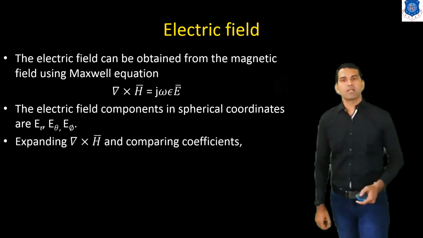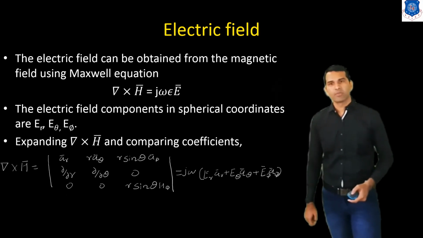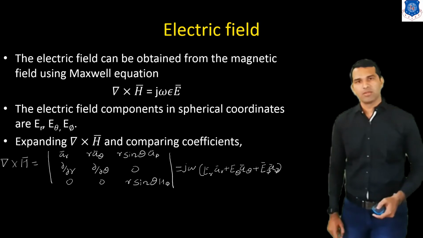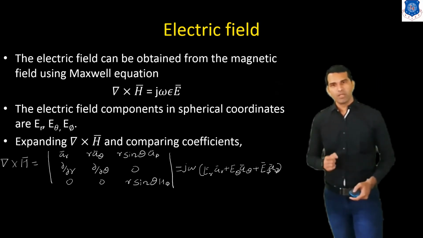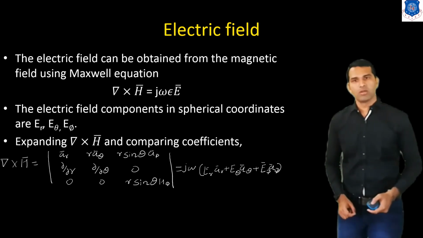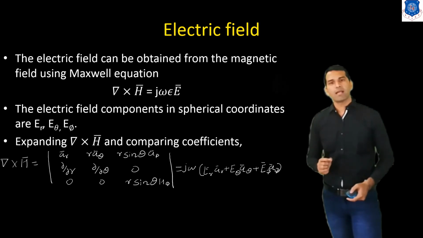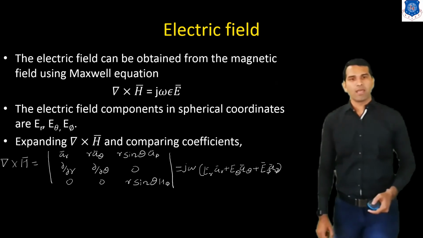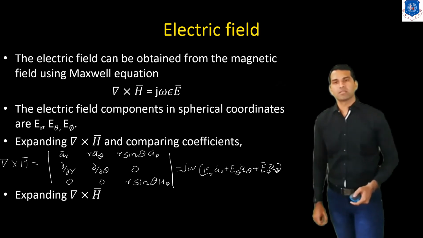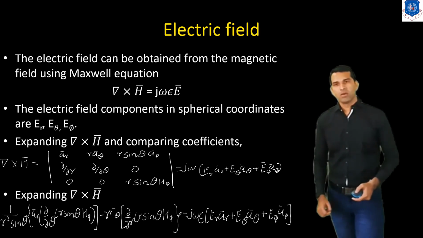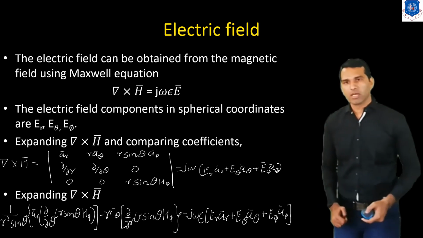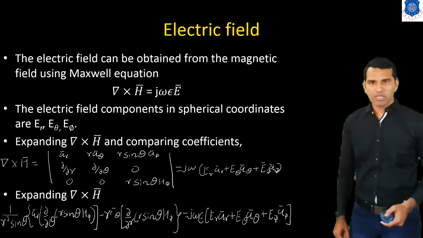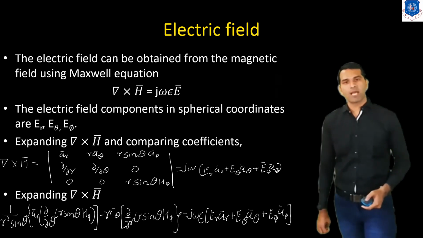Expanding the del cross H and comparing the coefficients, we can write del cross H as the determinant with a_r, r a_theta, r sin theta a_phi, over del by del r, del by del theta, and del by del phi, with components 0, 0, and r sin theta H_phi, equals j omega epsilon (E_r a_r, E_theta a_theta, E_phi a_phi). Now expanding this, we get 1 upon r square sin theta into a_r [d by d theta (r sin theta H_phi)] minus r a_theta [del by del r (r sin theta H_phi)] equals j omega epsilon E_r a_r plus E_theta a_theta plus E_phi a_phi.